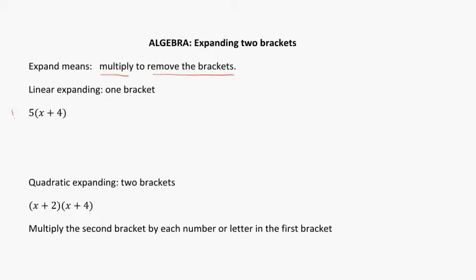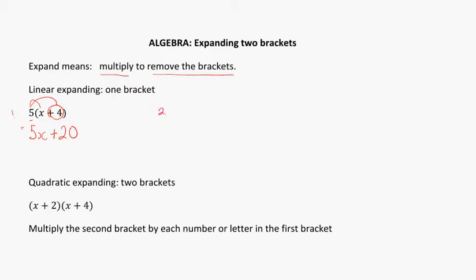Okay, so you have to remember to multiply each term in the bracket by the number or letter that's outside the bracket. So we multiply 5 times x and get 5x, and then we take the 5 and multiply it by the next term, which is plus 4, so the sign goes with it. So it's plus 5 times plus 4, which is plus 20.